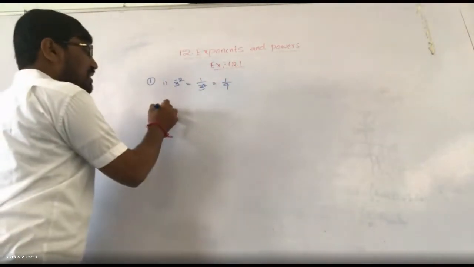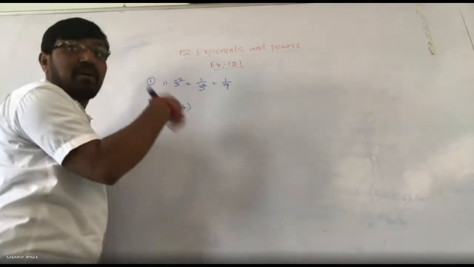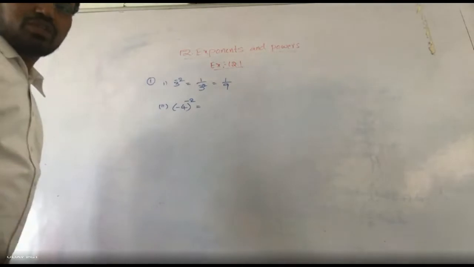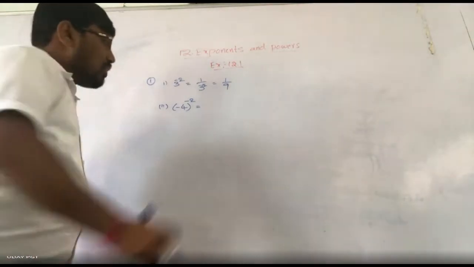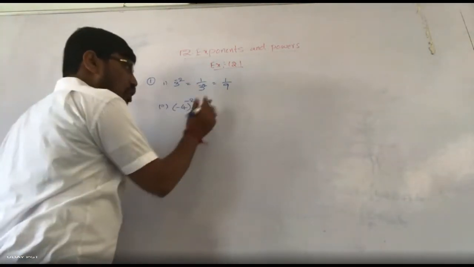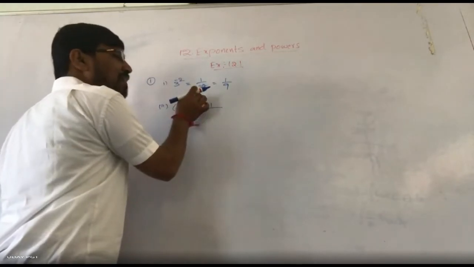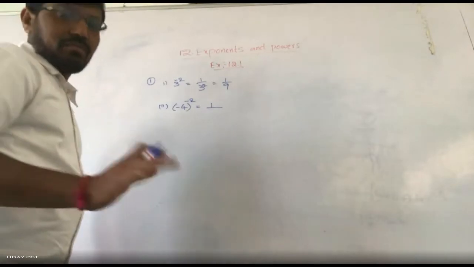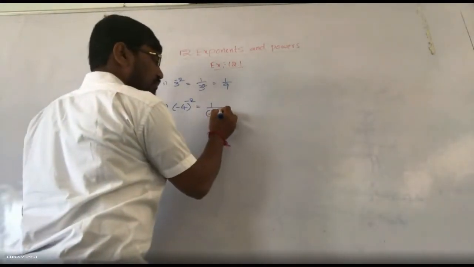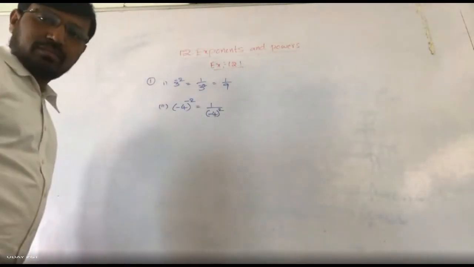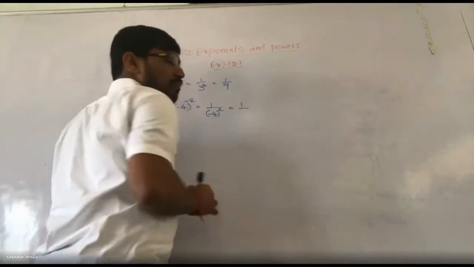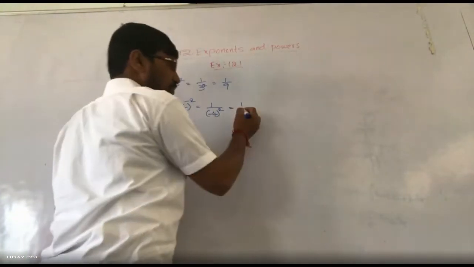The second question is given to you: minus 4 whole to the power of minus 2. So what is its value? Here most of the students will commit a mistake. When you write this in the denominator, only the power will become positive, but the base will be as it is. So minus 4 whole squared value? Plus 16.